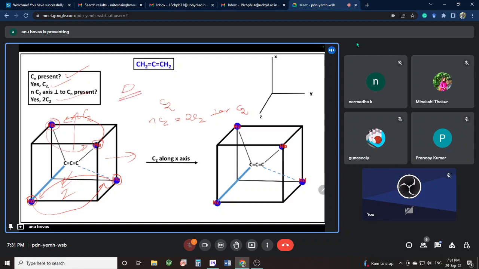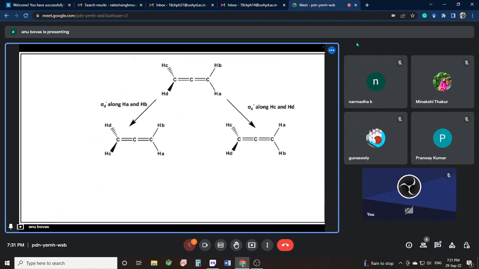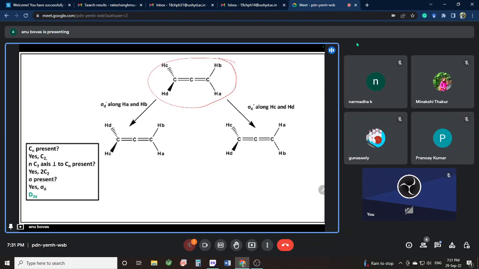Okay, that much is clear. And n here is 2. Now we have to find whether σh is present or not, σd, or no sigma at all. In order to find that out, let us see, this is allene, right? So we have to imagine the structure of allene.